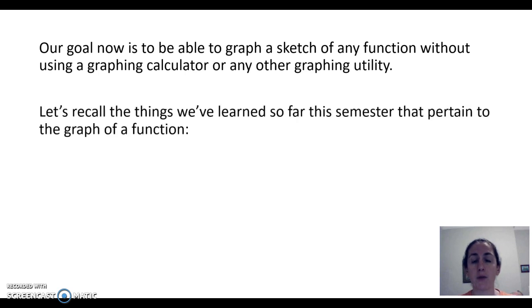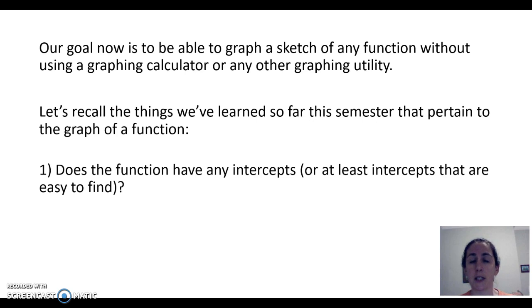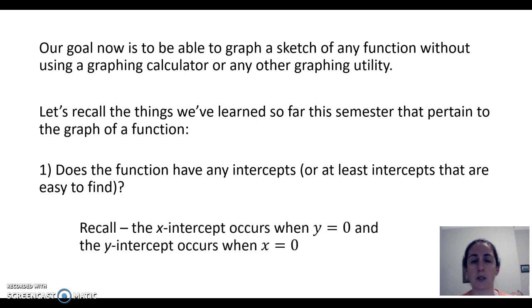So let's recall some information we've been talking about so far in this class. We'll start with our intercepts. Remember, intercepts are where the graph crosses the x and y axis. So we have our x-intercepts, which happen when y equals 0, and we have our y-intercepts, which happen when x equals 0. Sometimes these will be really easy to calculate, and then they give us good ordered pairs we know the graph has to go through, and sometimes they won't be so easy to calculate, and so we just won't use them at all.